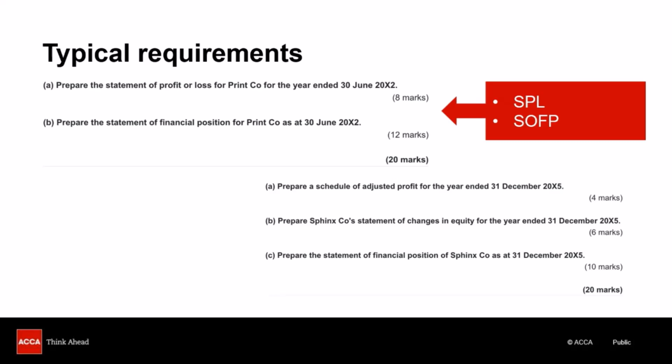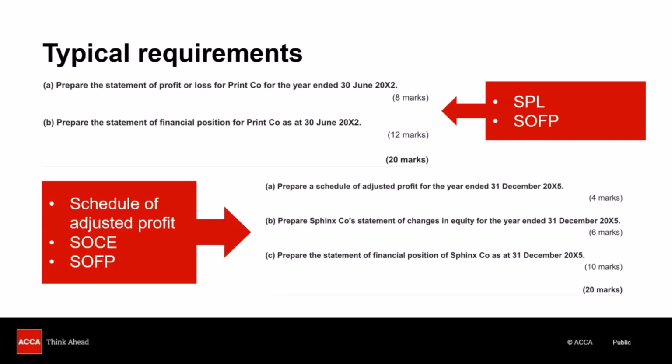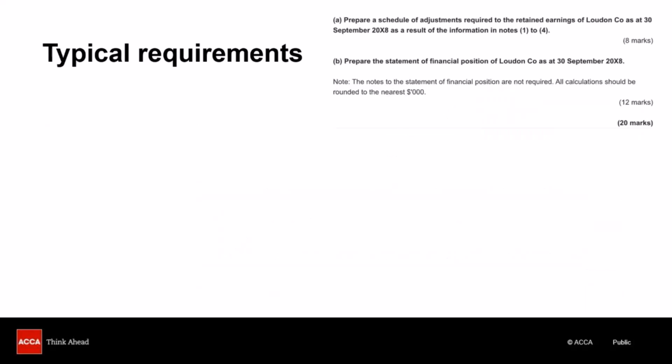This was apparently a very comprehensive question in which three statements were required to be made. But again, the challenge the examiner faces in such questions is that some basic adjustments need to be there, and that makes those requirements easier for the candidates to attempt. In this case, a schedule of adjusted profit needed to be made, a statement of changes in equity was there, and a statement of financial position. At times, the examiner gives a pre-formatted workspace for making the schedule of adjusted profit. At times, the students have to make it themselves.